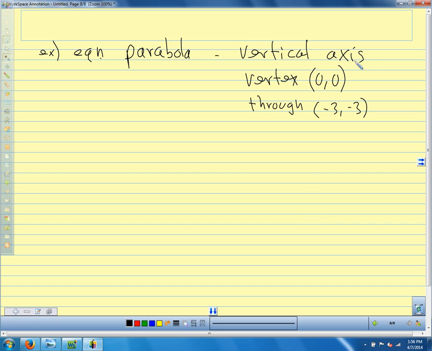All right, so we have a vertical axis. What does that tell us? x is squared. Our axis is vertical, x is squared. I can draw a little sketch here. My vertex is at (0, 0), and it goes through the point (negative 3, negative 3). So that's (0, 0), and that's (negative 3, negative 3). So it has to open down. So it has to look like this.